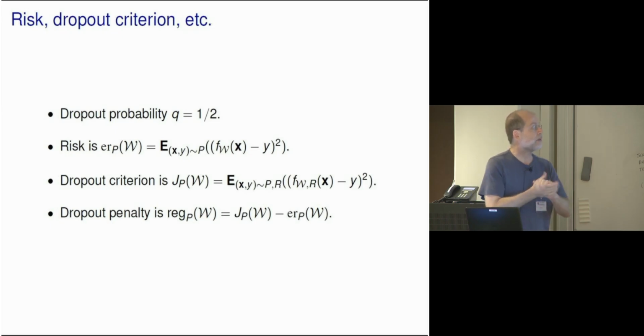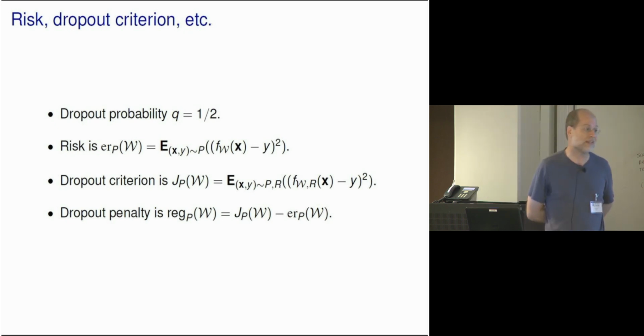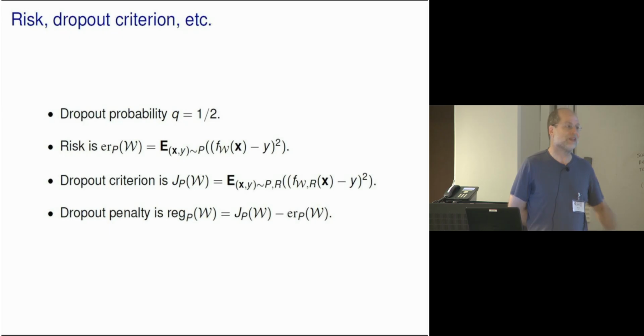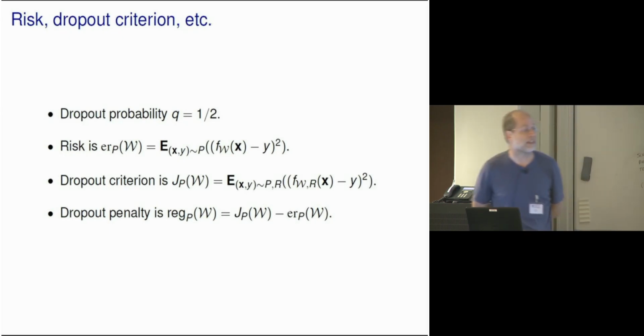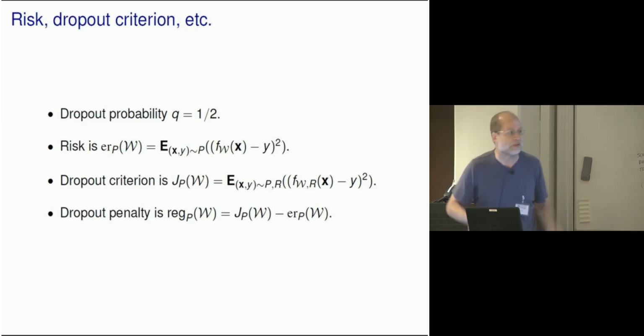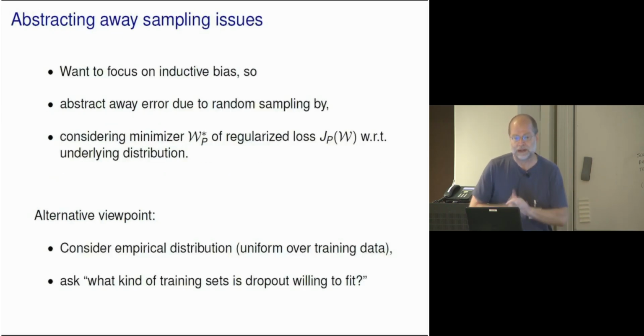If that's what the algorithm is trying to optimize, you can think of it as effectively doing some sort of regularized learning where there's a penalty for each weight vector. Because you might expect that when you add noise to the computation of a function, you're going to make its expected loss worse. And so the value of the dropout criterion is going to be larger than the risk. And the difference is how much you dislike to use that function.